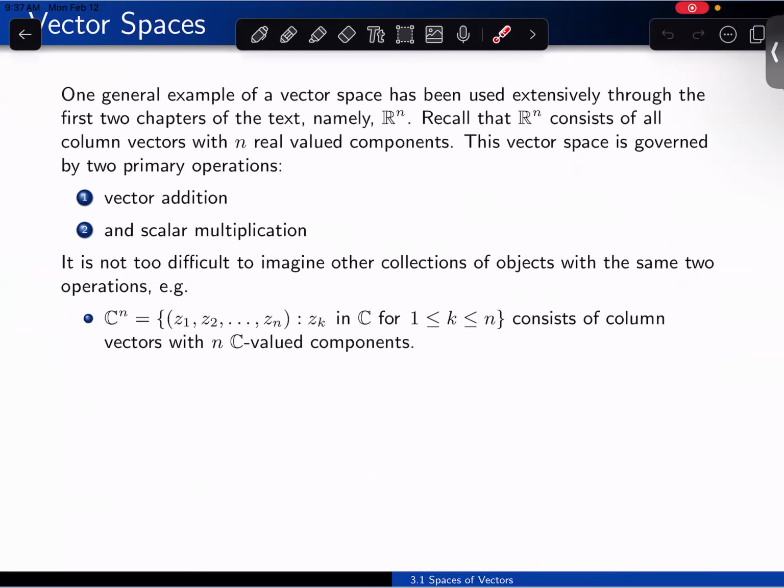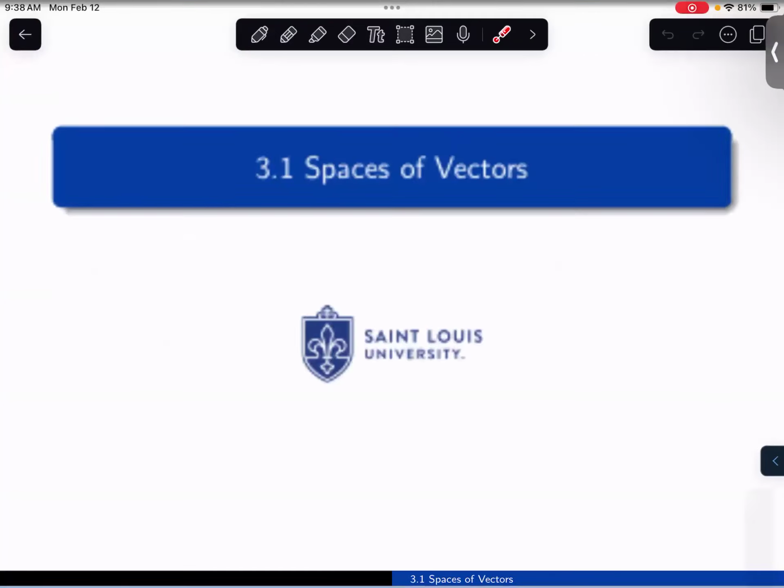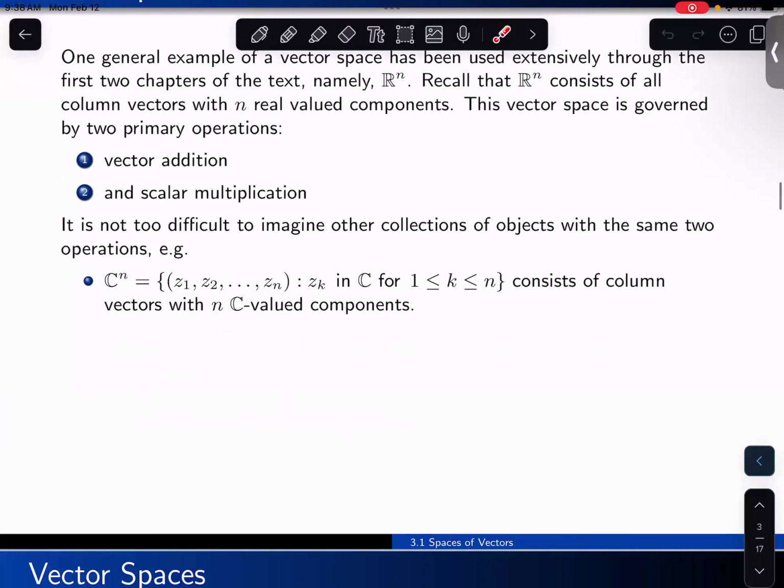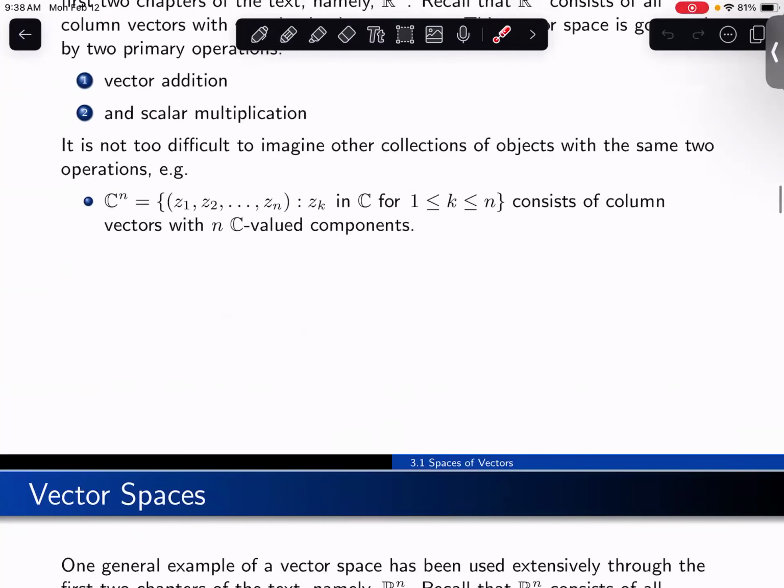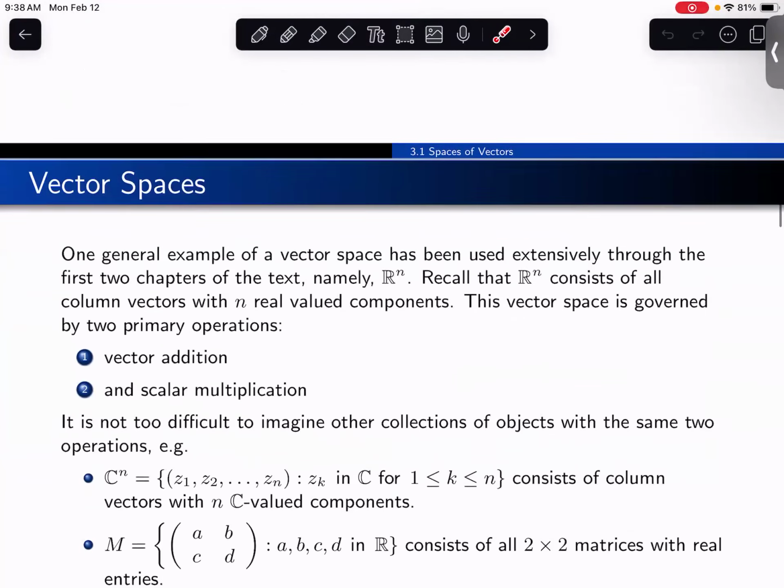So for instance, maybe an intuitive example of a vector space would be, instead of taking real entries or real numbers, we instead use complex numbers, and we perform the exact same operations. So this is a common vector space, Cn. This is like n-tuples, or really n by 1 vectors with entries consisting of complex numbers. So that's kind of an intuitive one.